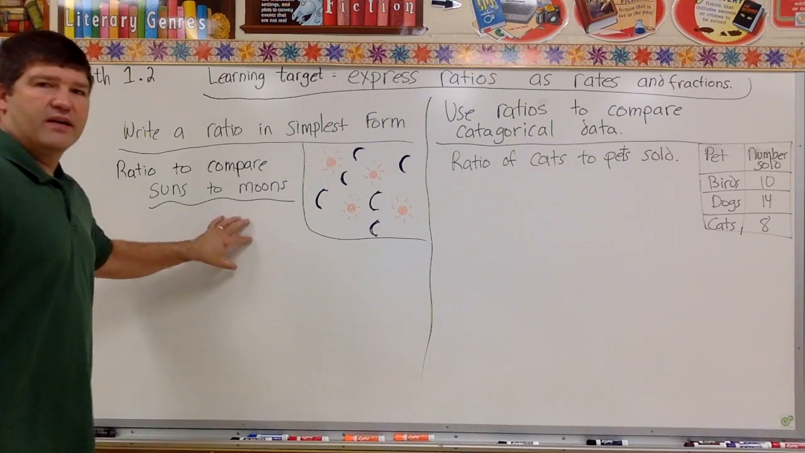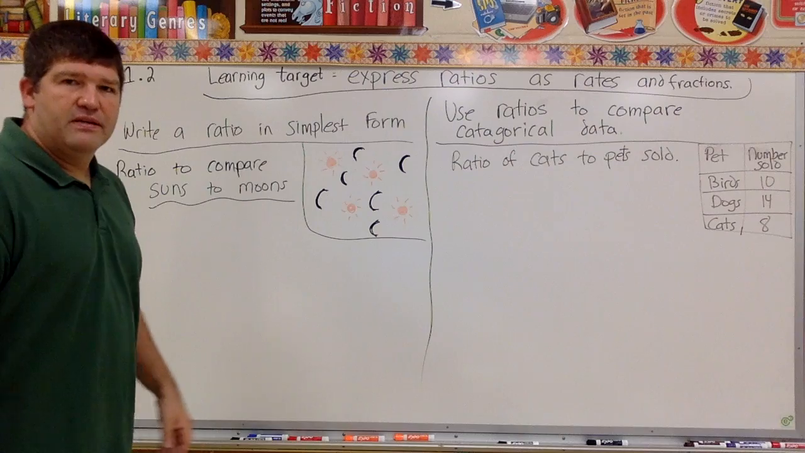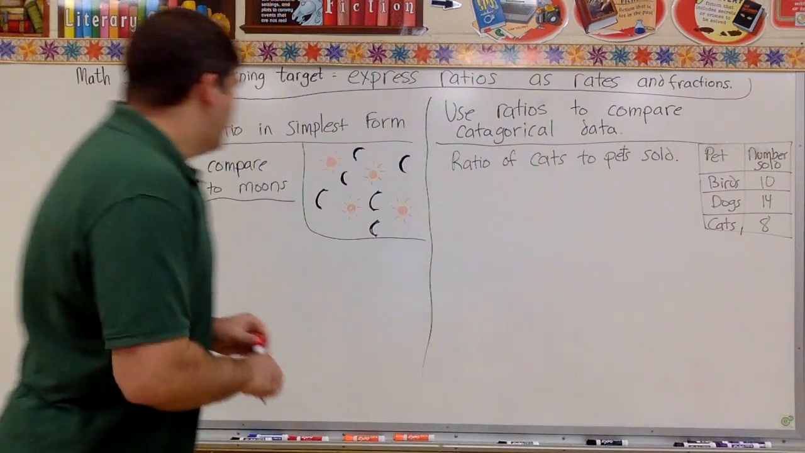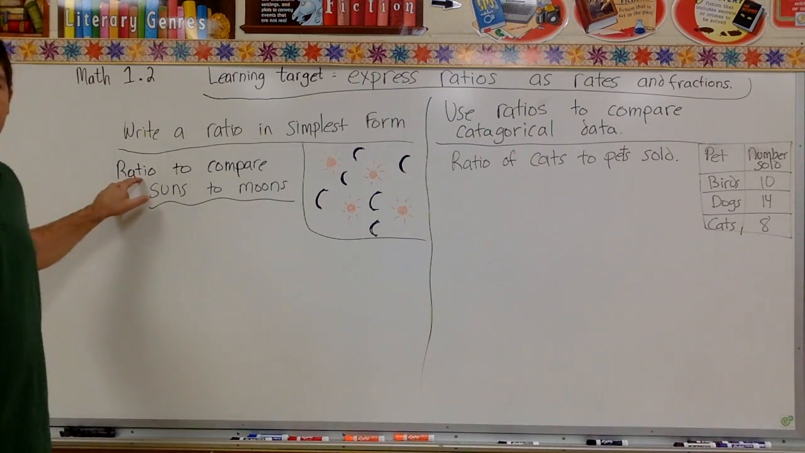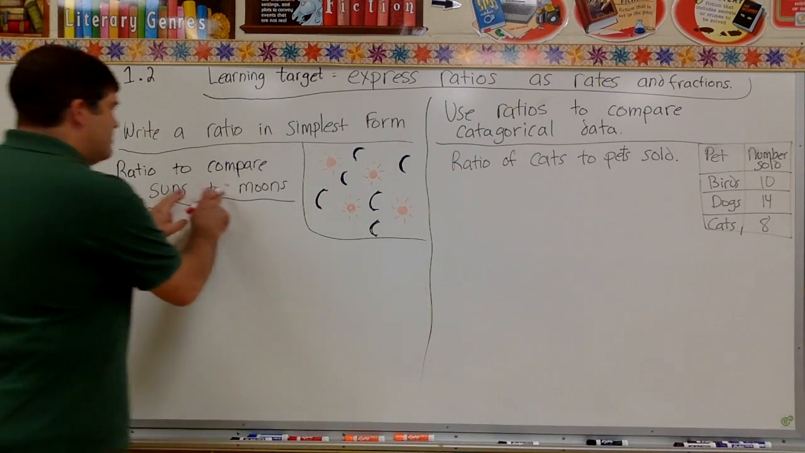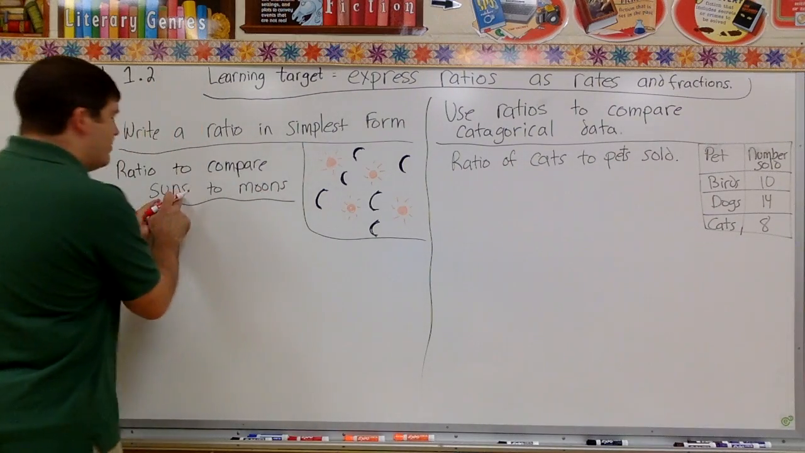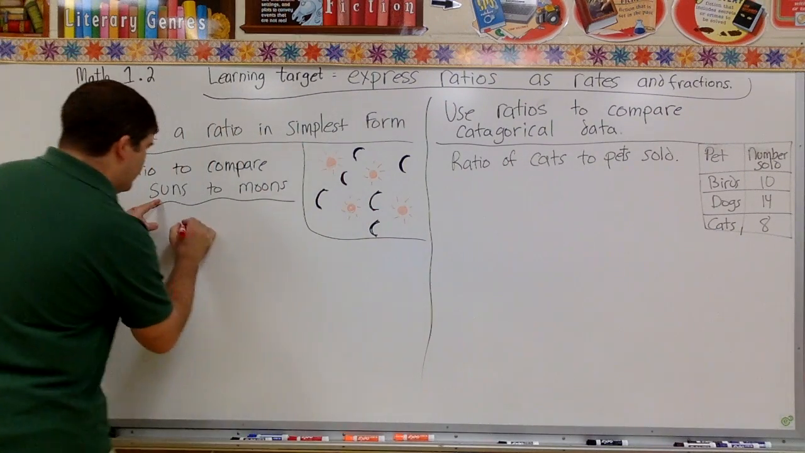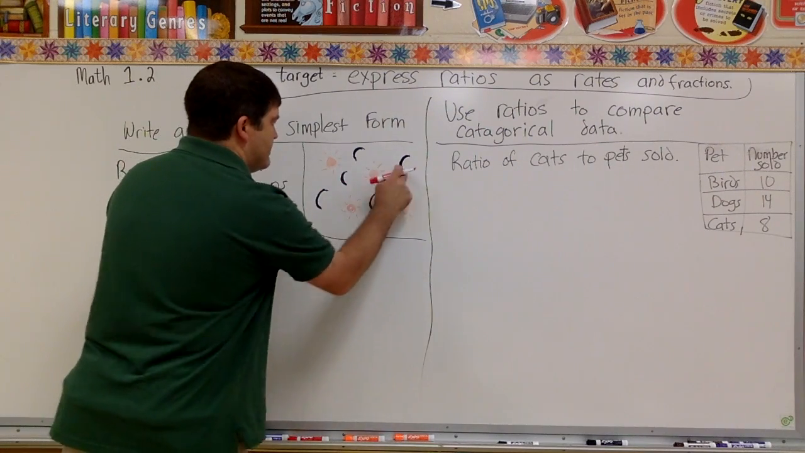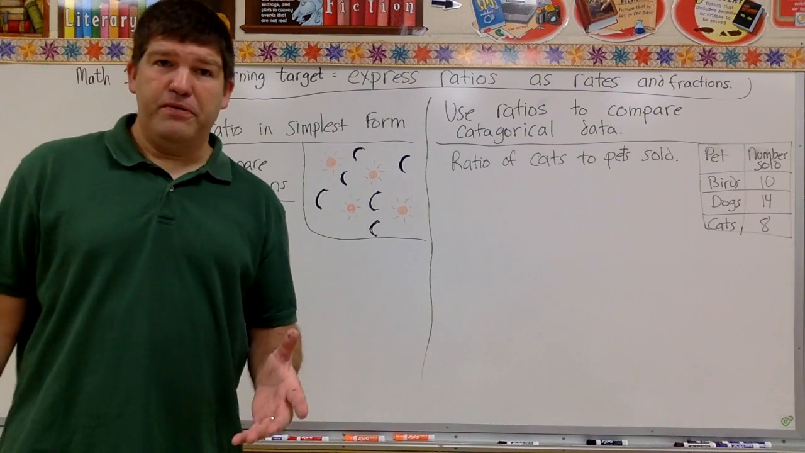Let's start over here with this right here. If you can't tell from my nice drawing, I have some suns and I have some moons. What I want to do is a ratio to compare the suns to the moons. When it's written like this, it's suns to moons. So how many suns do I have? 1, 2, 3, 4. Moons: 1, 2, 3, 4, 5, 6. 4 to 6. That's one way to write a ratio.